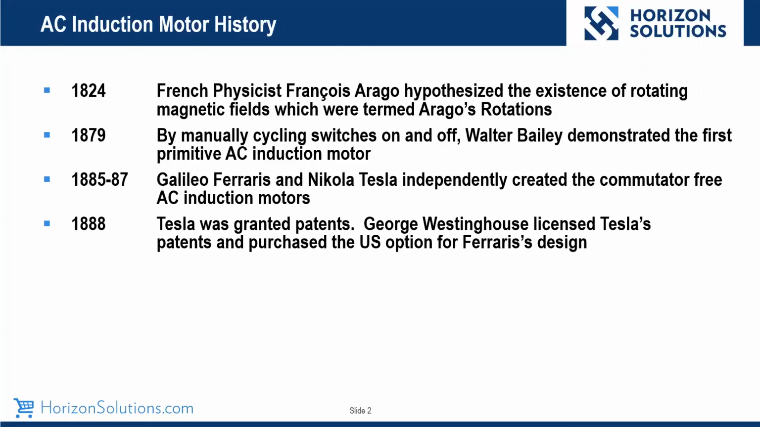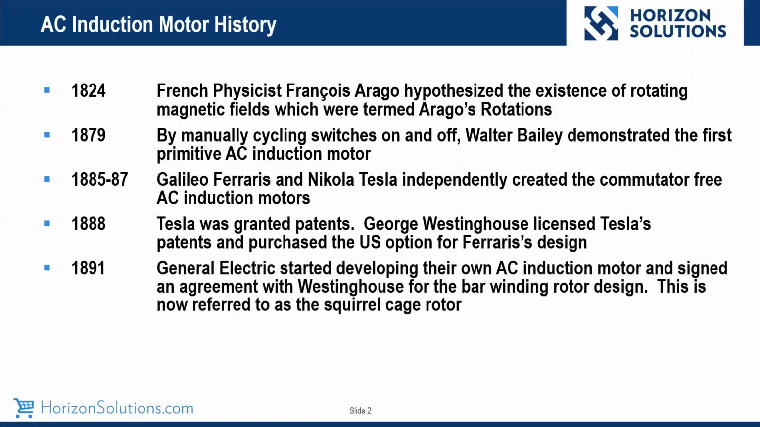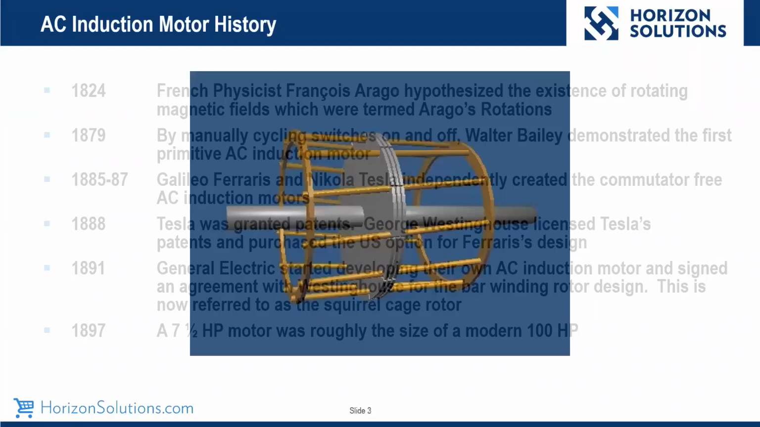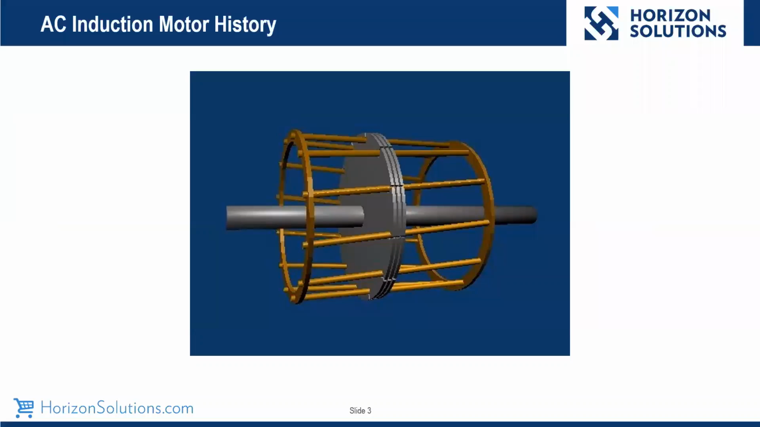George Westinghouse licensed those patents that he received, and he purchased the U.S. option for Ferraris's design. A couple of years later, GE started developing their own AC induction motor and signed an agreement with Westinghouse for something called the bar winding rotor design. Today, we know this as the squirrel cage rotor. And just as a point of reference, back in 1897, a 7.5 horsepower motor was pretty big, roughly the size of a modern 100 horsepower motor.